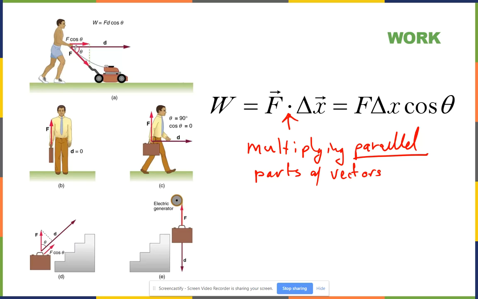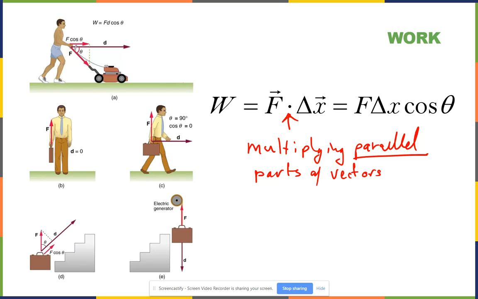So the key here is you have to have motion parallel to the force to do positive work, or motion anti-parallel to the force to do negative work. So in this picture, we have a guy pushing the lawnmower, and let's be honest, you don't push straight down that handle, right? You'd be driving the lawnmower a lot into the lawn. But this picture is simplified, saying that he's pushing straight down the handle.